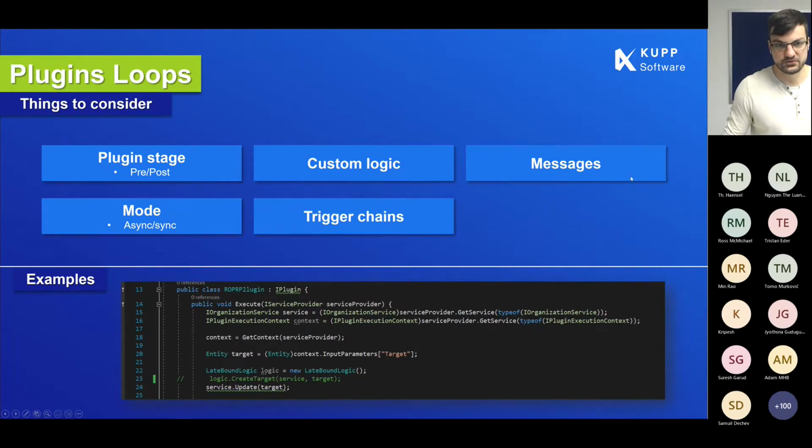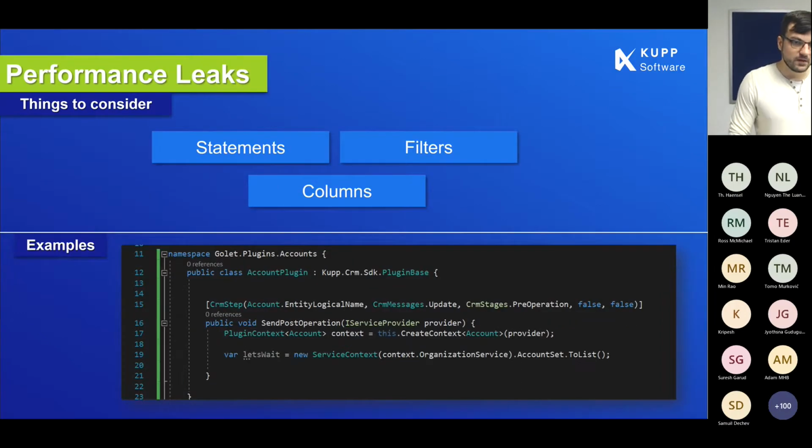And yes, of course, message and trigger change and so on. So there are a couple of things we have to consider when it comes to plugin loops. But I think we already talked about that. Performance links, and this is what I meant when I was talking about the IQueryable interface.